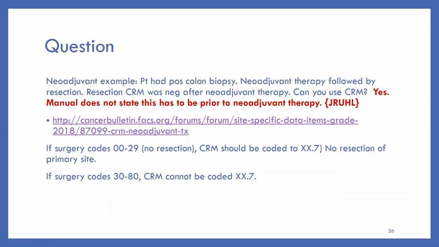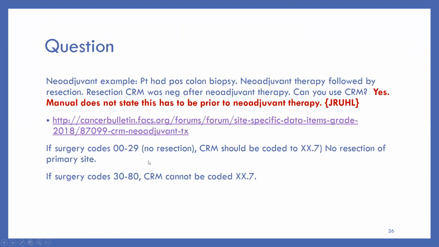There's a question about neoadjuvant therapy, and a patient had a colon biopsy. The neoadjuvant therapy was followed by a resection, and the resection radial margin was negative after neoadjuvant therapy. So the question is, can you use that radial margin? According to Jennifer Rule, who is the overseer of these SSDI rules, the manual does not state that this has to be prior to neoadjuvant therapy. So yes, you can use that radial margin following neoadjuvant therapy.